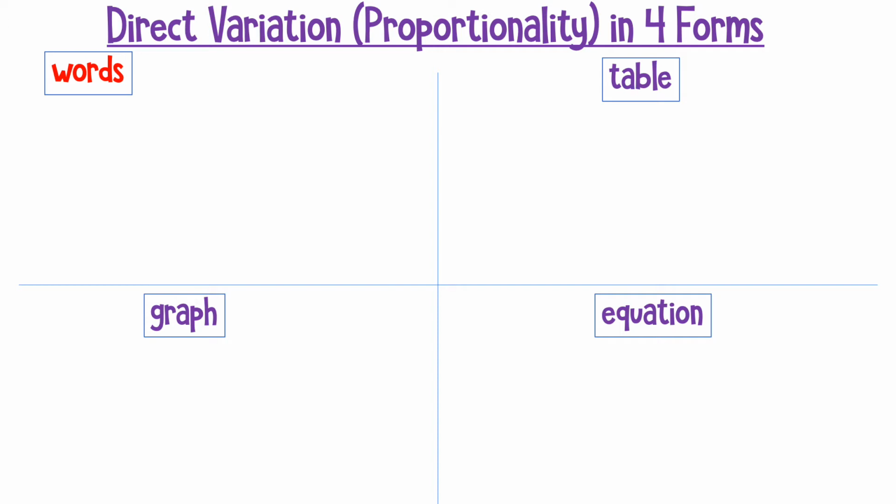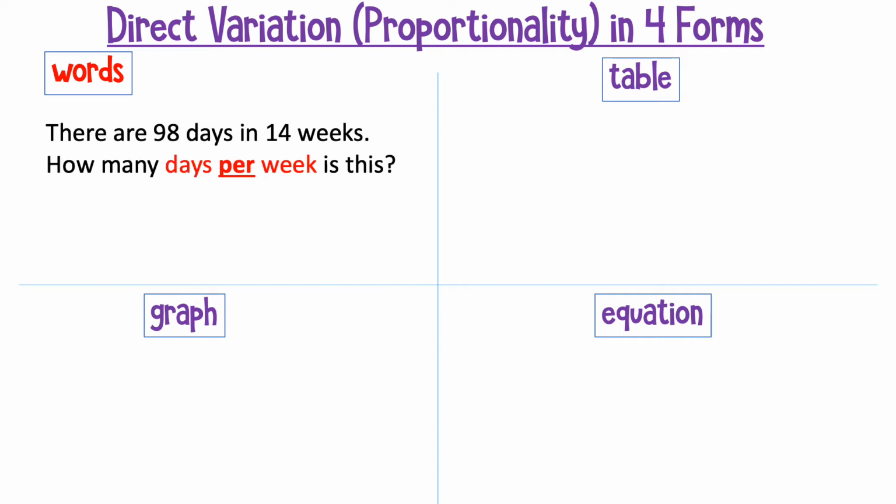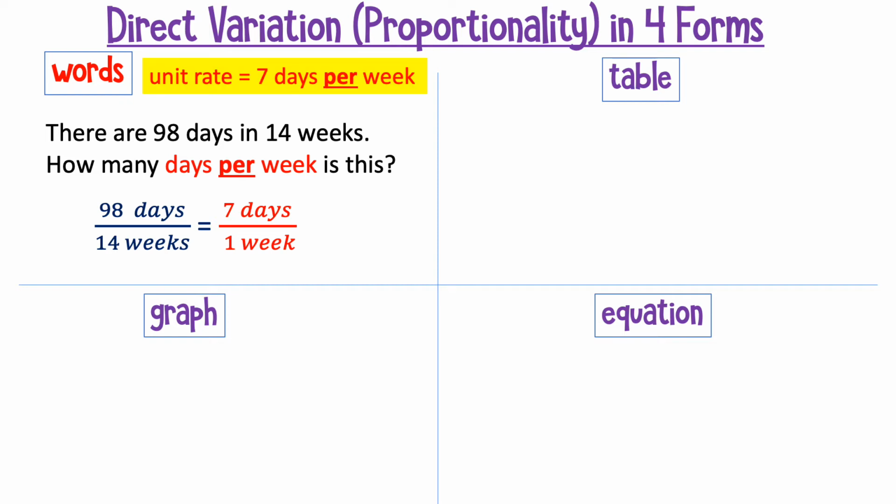Then we looked at direct variation or proportionality in 4 forms. Here's an example. There are 98 days in 14 weeks. How many days per week is this? This is a representation of a unit rate. 98 days in 14 weeks can be simplified to 7 days per week. 7 days per week represents the unit rate, 7 for 1.